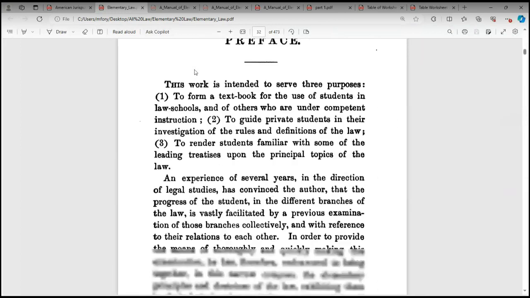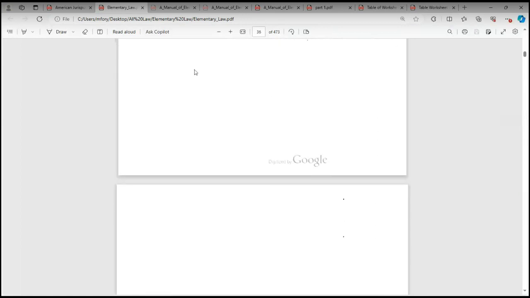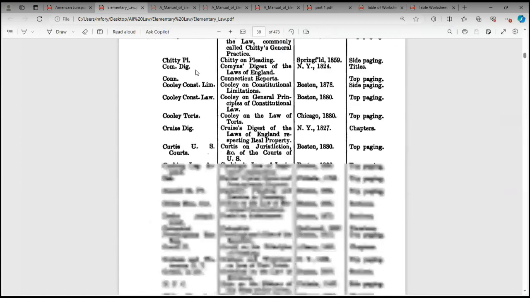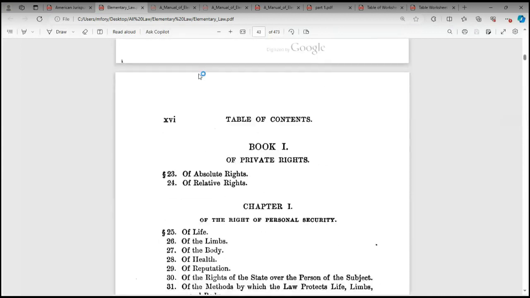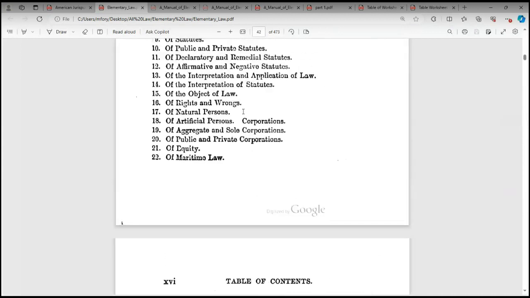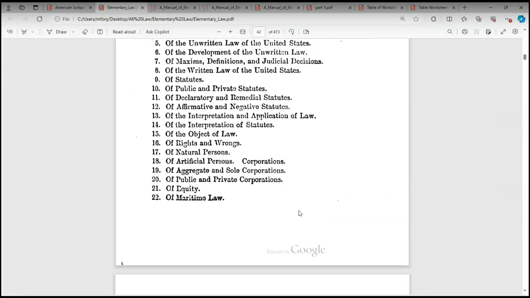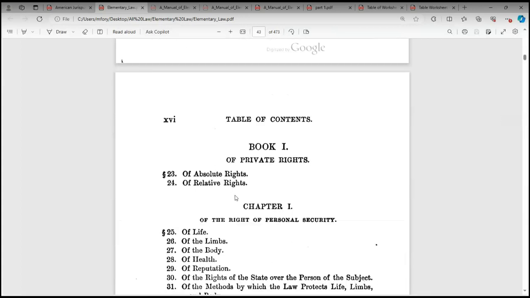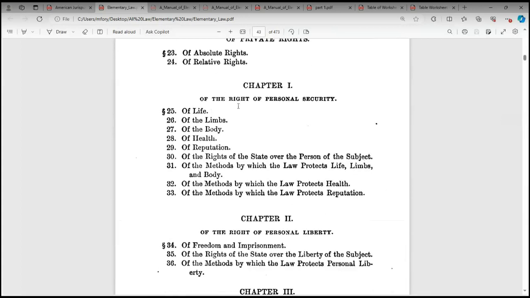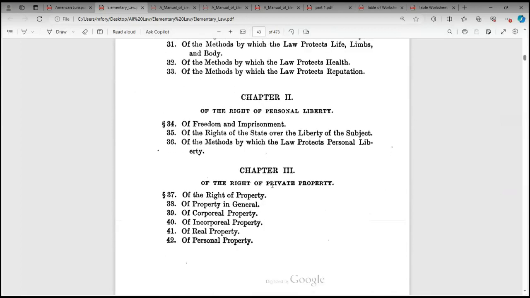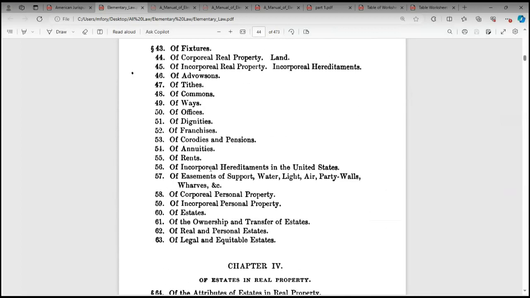Let me see the table of contents here. Like this, book number 1. There we've got introduction of law in general, of international, municipal, state, federal, unwritten, written, maxims, statutes, public, private statutes, natural persons, everything, equity, maritime law, of private rights, of the right of personal security, personal liberty, right of private property, and so forth, right? I'm not going to read through this whole book, right?